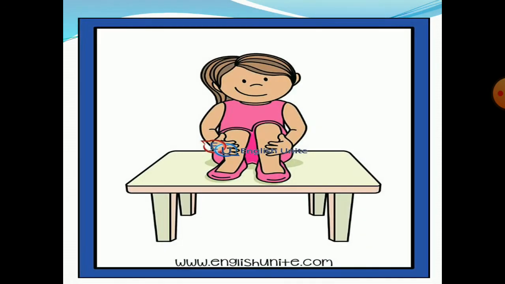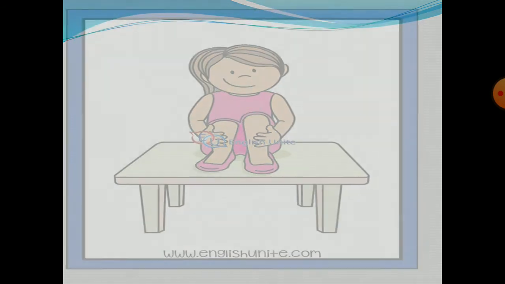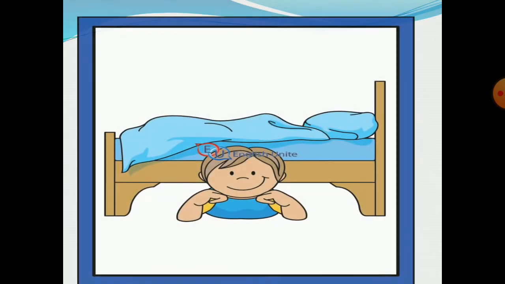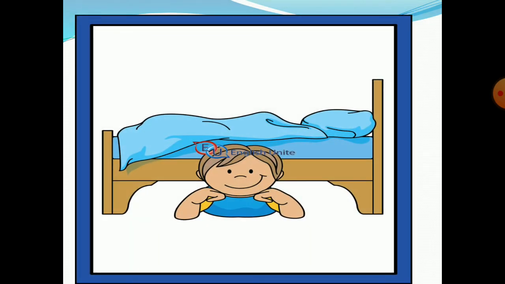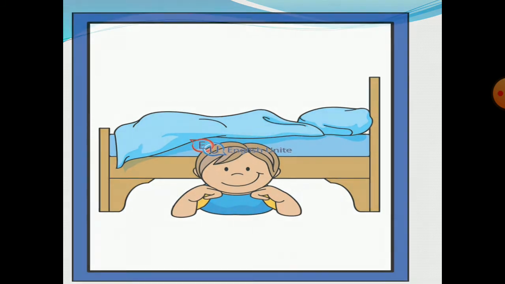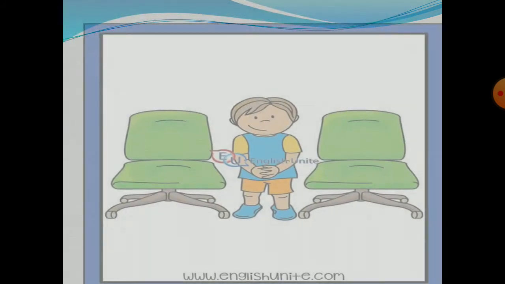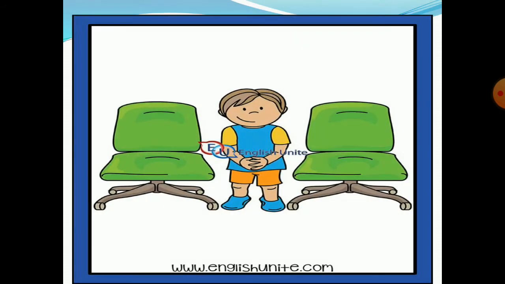Just look at the picture and tell me, where is the child sitting? The child is sitting on the table, yes. Now look at the another picture and tell me, where is the child now? The child is now under the bed. Where is the child now? Now the child is between the two chairs.